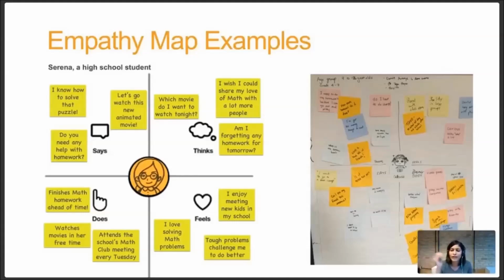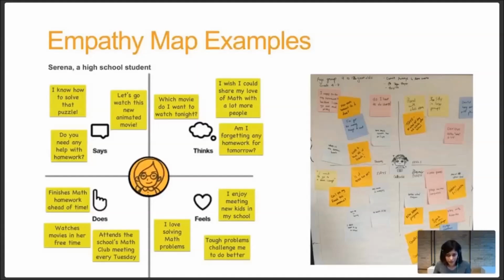And the one on the right-hand side is something that my team and I did a while ago. It's for a 12-year-old student as well. Again, her life is just about what she does and what she thinks and says and feels. And again, you can draw a little sketch or give them a name just to be able to really make them a real person.